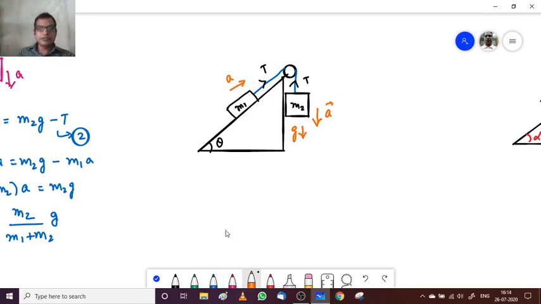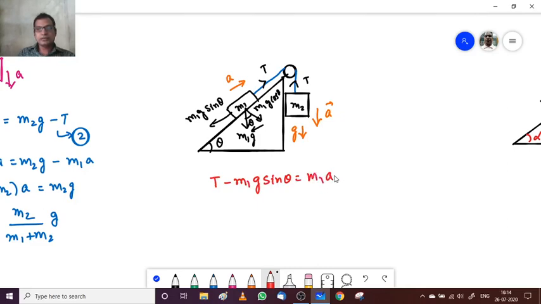If I try to see the free body diagram for m1, I draw this: m1 into g acting downward, and this angle is theta. So this parallel component is going to be m1g sine theta, and this is m1g cos theta. For this block m1, writing the equation, T minus m1g sine theta is equal to m1a. This is our first equation, coming from the first block.